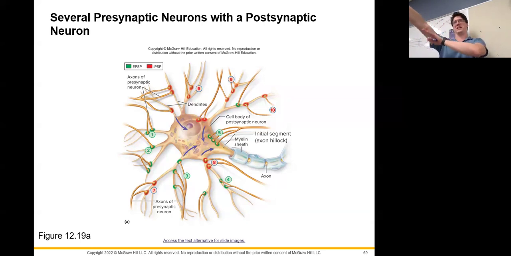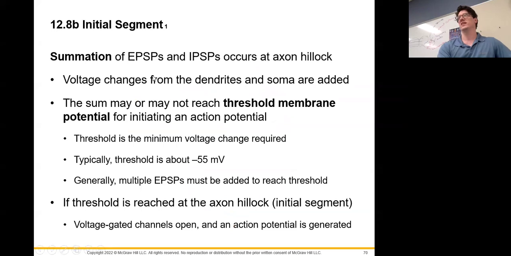But for now, I just want y'all to understand that a single neuron is going to be constantly trying to tabulate basically all of the information coming in from all of its various inputs before it makes a decision. This process is additive, or summative. Basically it adds it all up. If we cross the threshold value, then it goes. If we don't cross the threshold value, which is around -55, then it won't.